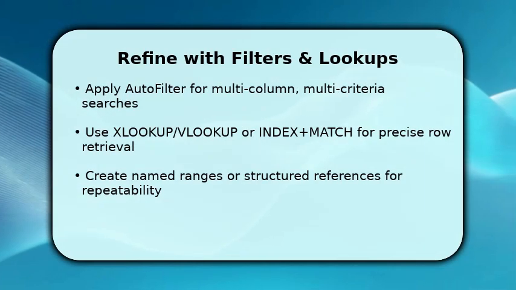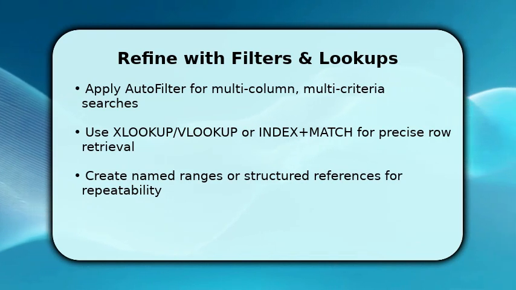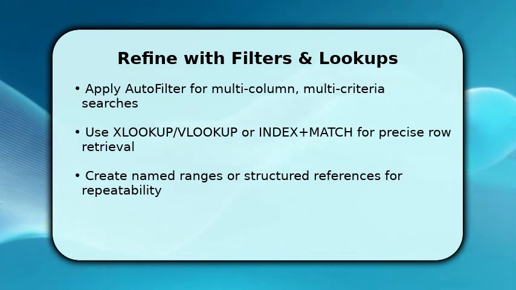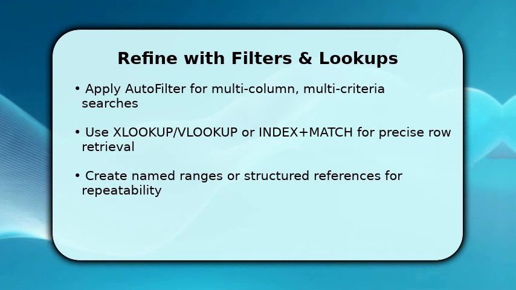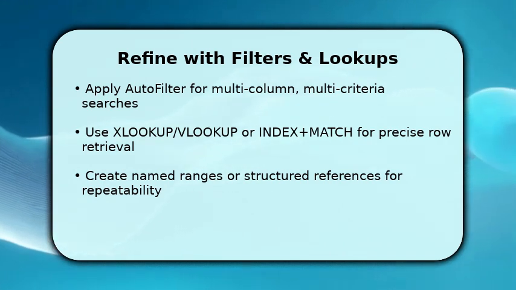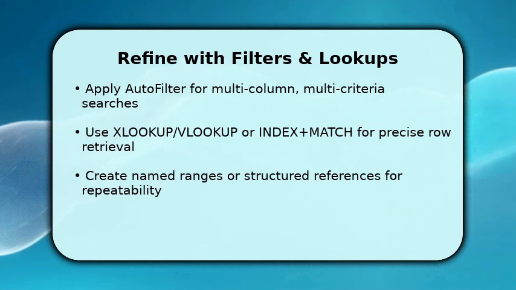You now refine the search. Apply auto-filter to combine several criteria across columns, and use the drop-downs to include or exclude values. Once filtered, rely on XLOOKUP for exact matches or index plus match when you need flexible column lookups. They return the row you want without manual scanning.